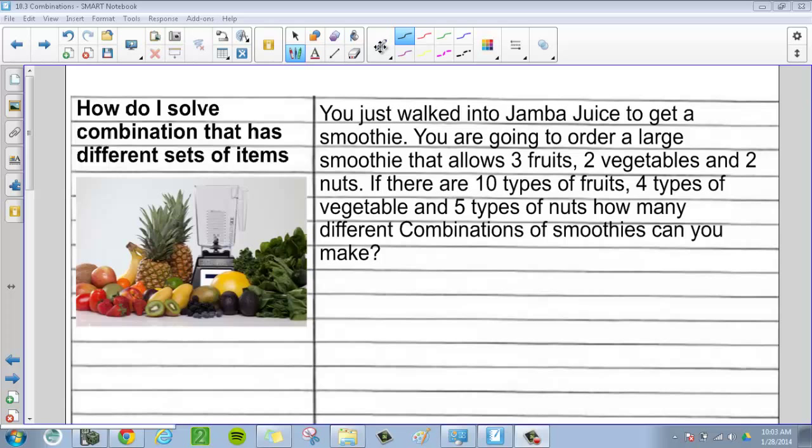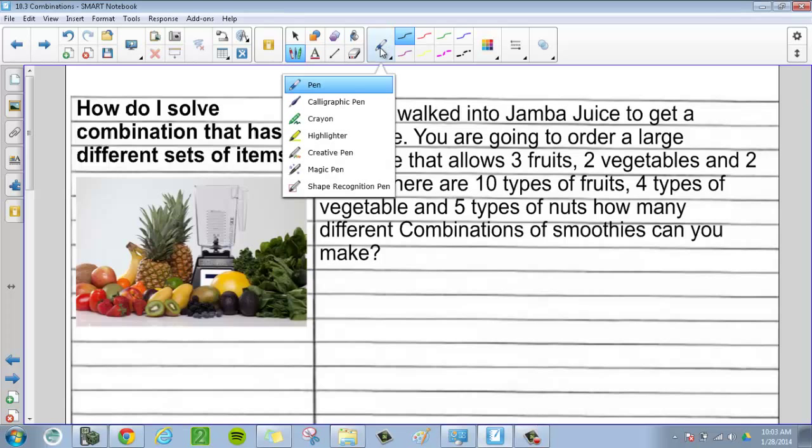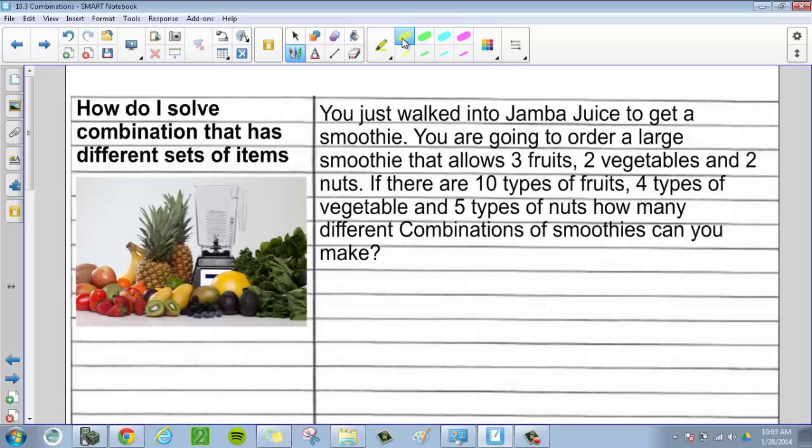Well, I think we need to highlight some important information and organize our thoughts. First off, they said they would allow 3 different fruits, but there are 10 types of fruits there. And then they also said there are 2 vegetables I could put in there, like maybe spinach, and there's 4 types of vegetables to choose from. And finally, I could have 2 nuts in there, added for the protein, and there's 5 types of nuts to choose from. So how many different combination smoothies can you make?